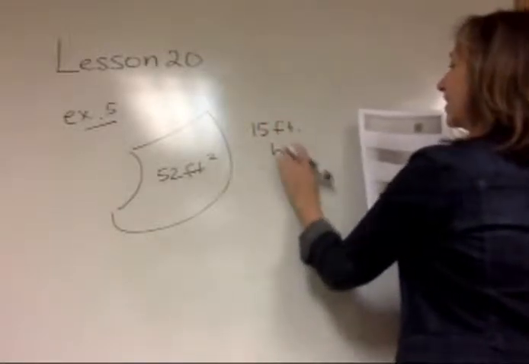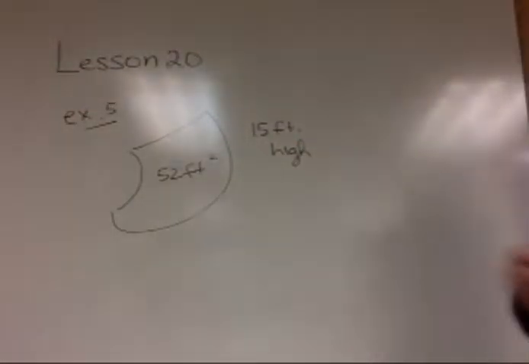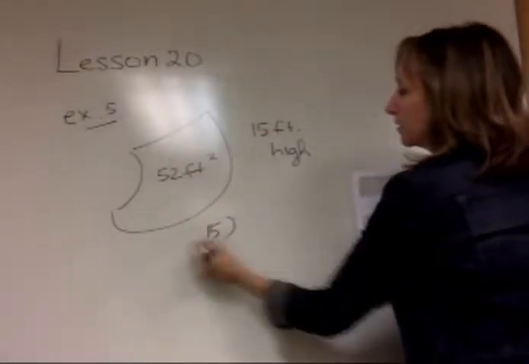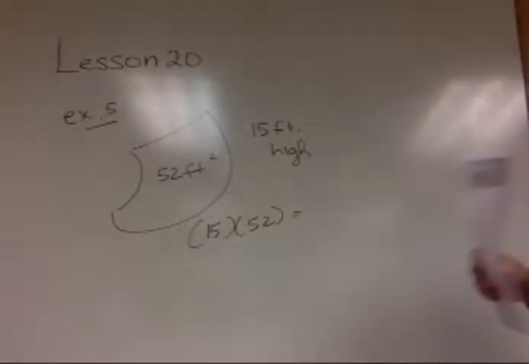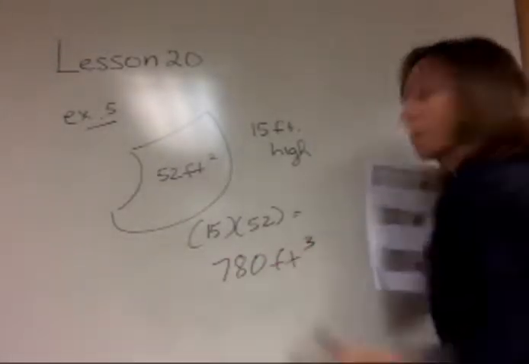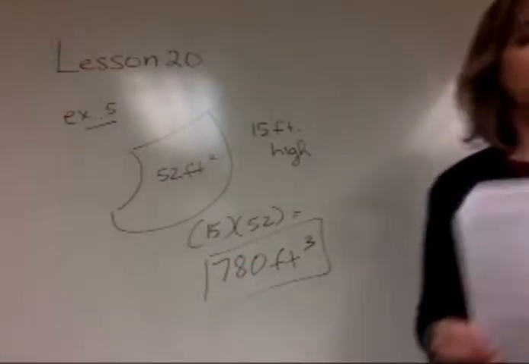Yeah. That's so easy. At first, I was like, oh, it has a curve, so you subtract it. Yeah, we couldn't find the half circle or whatever else it was. So we're just going to take 15 times 52, and we're going to get 780 feet cubed. And they're always cubed because it's volume. The areas are squared.